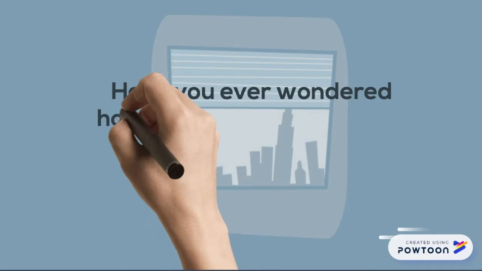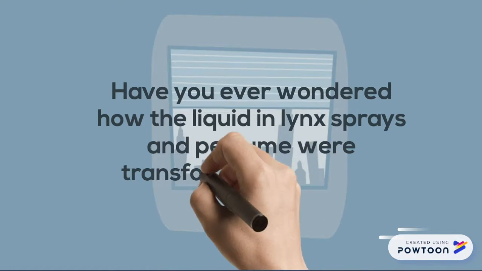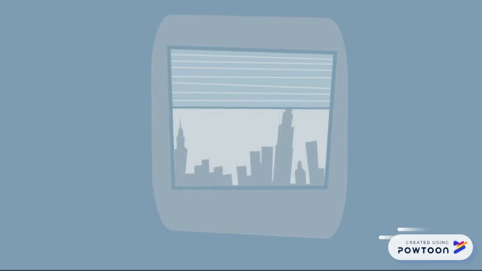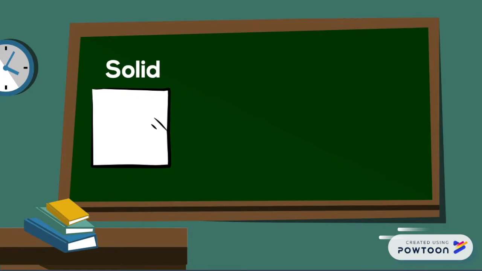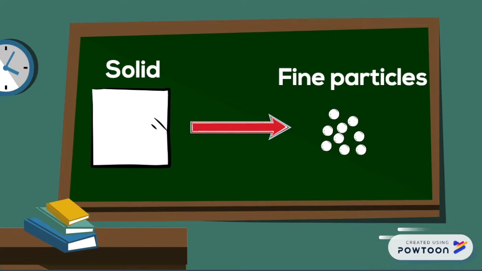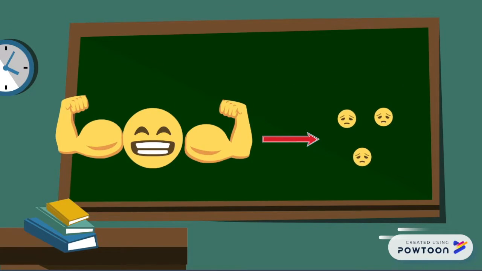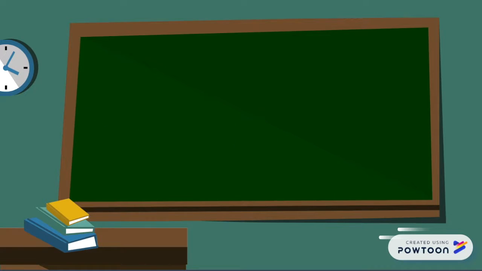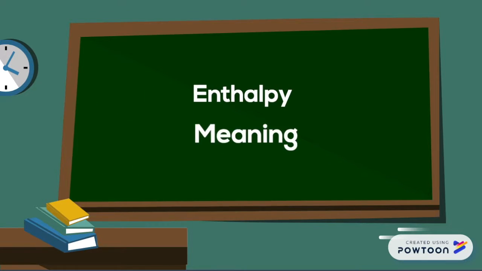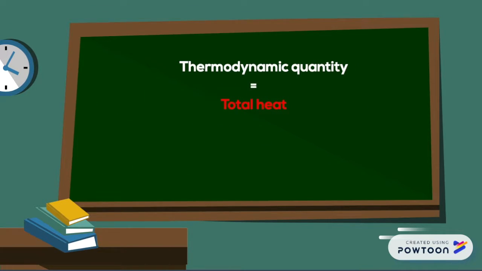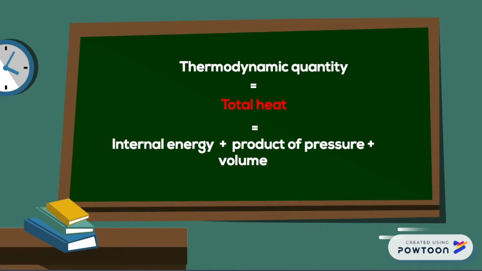Have you ever wondered how the liquid in ink sprays and perfumes is transformed into a mist form? Well, it's all behind the physics theory of atomization. Atomization refers to the separation of something into finer particles. It is a process of breaking up bulky liquids into droplets. Enthalpy of atomization is the amount of enthalpy change when a compound's bonds are broken and the component atoms are reduced to individual atoms. Enthalpy, meaning the thermodynamic quantity equivalent to the total heat content of a system, is equal to the internal energy of the system, plus the product of pressure and volume.